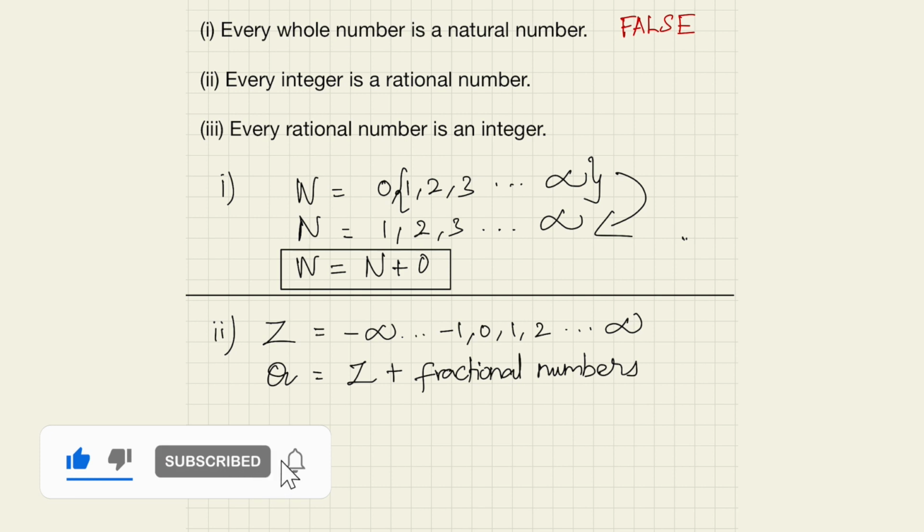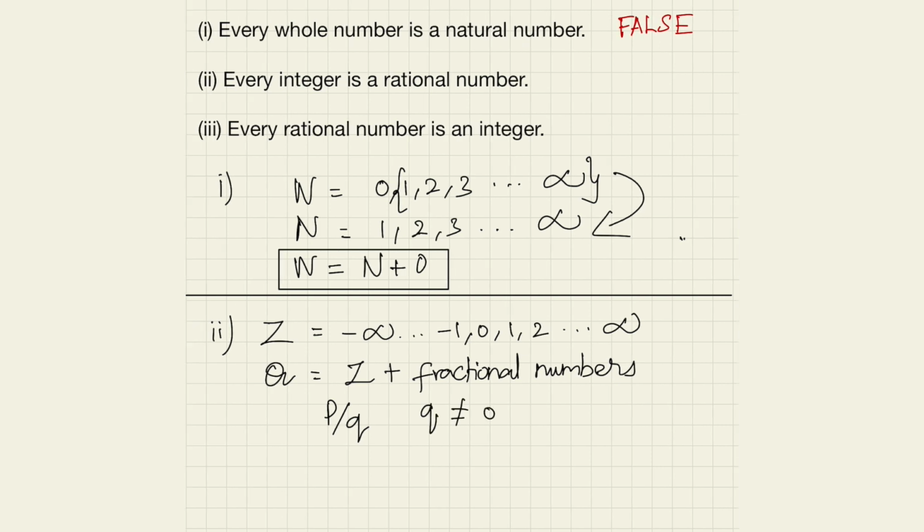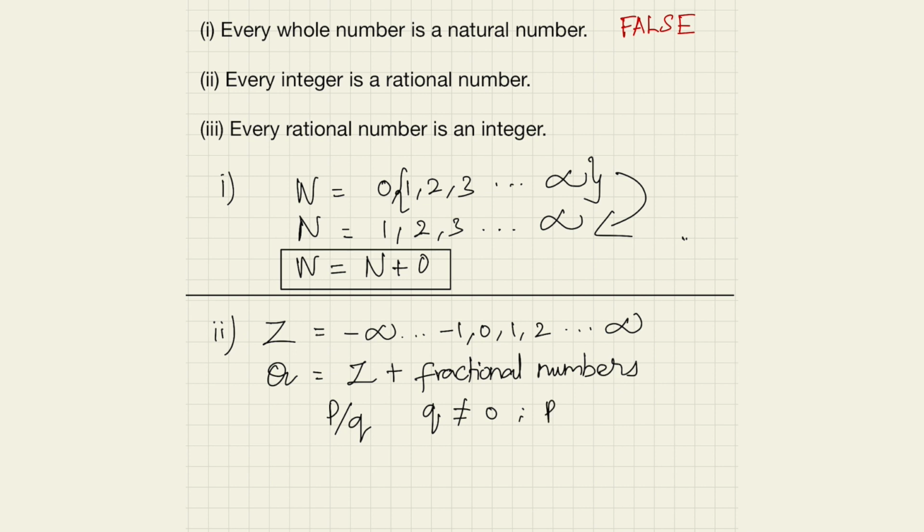Now rational numbers include integers because rational numbers is just p by q where q not equal to 0 and both p and q are integers, right? P and q are integers. Now I have just represented in short form, Z meaning integers.